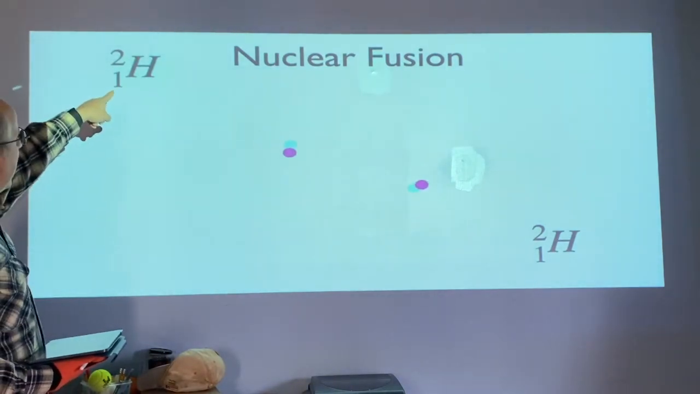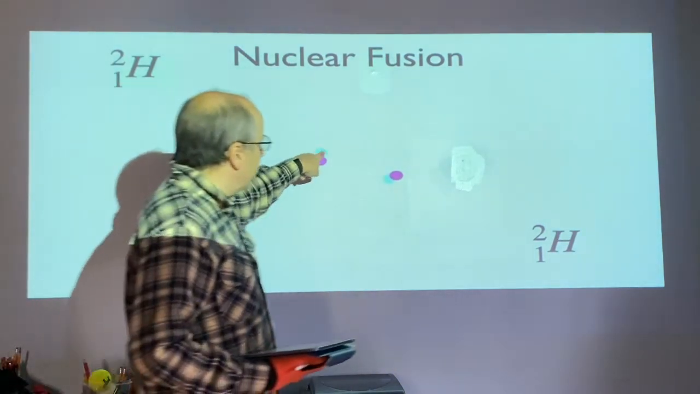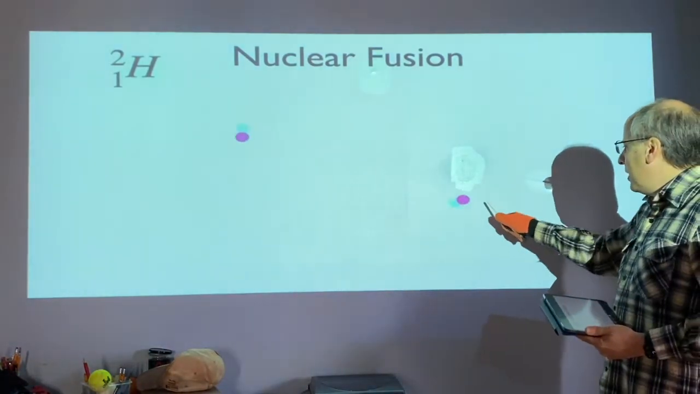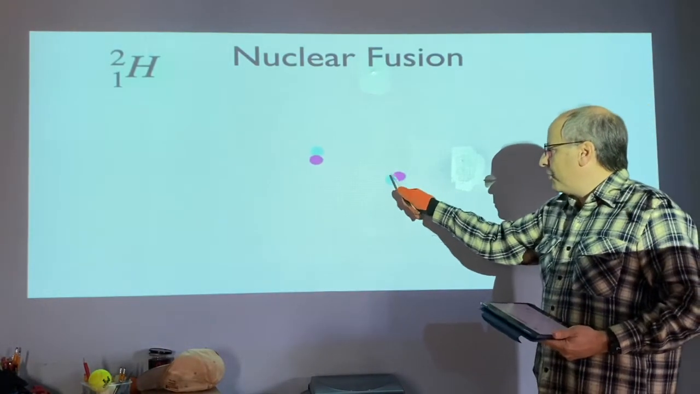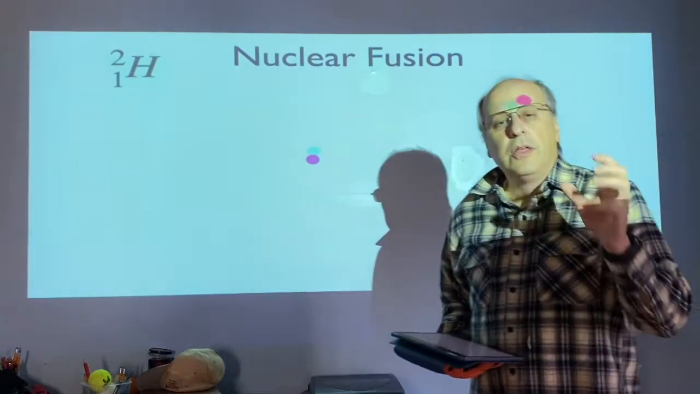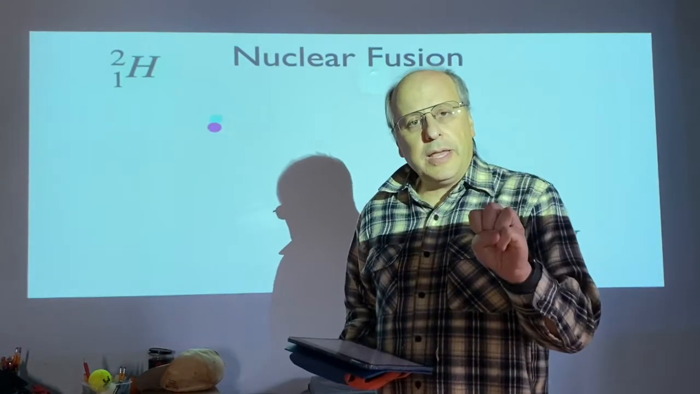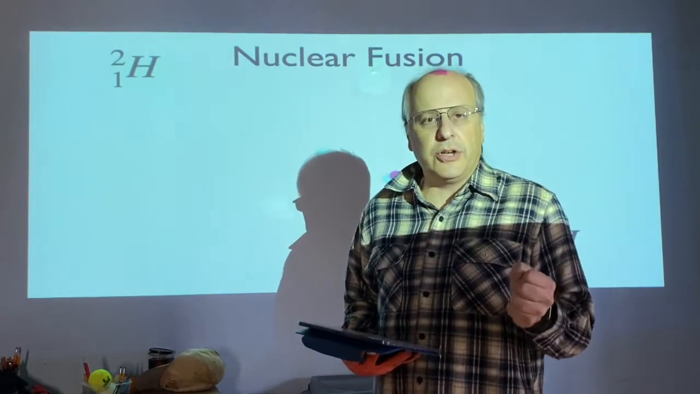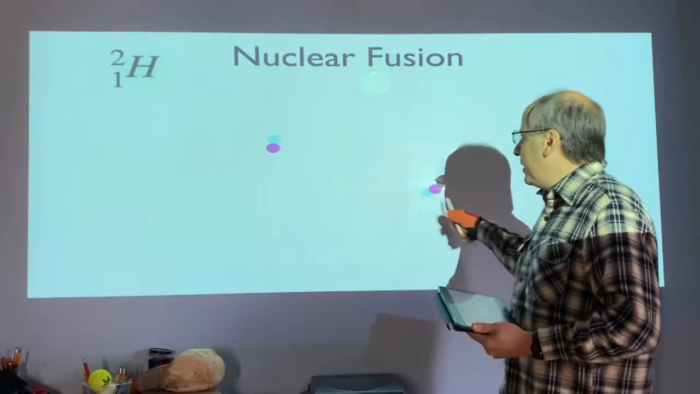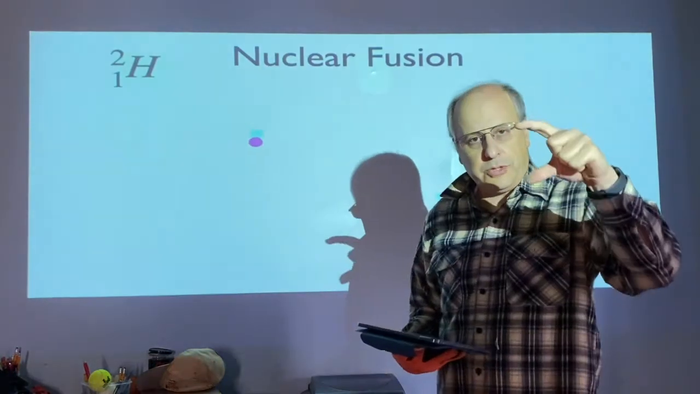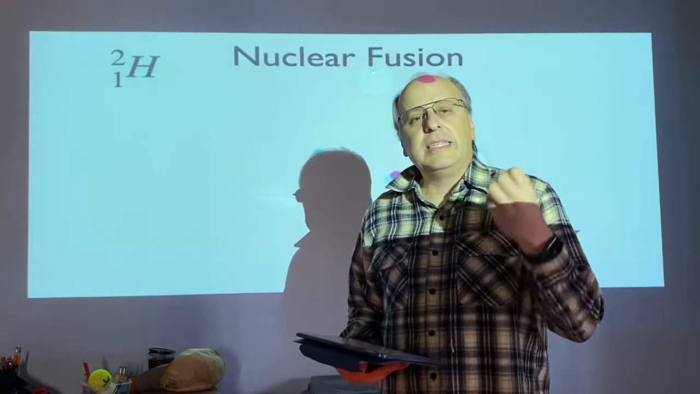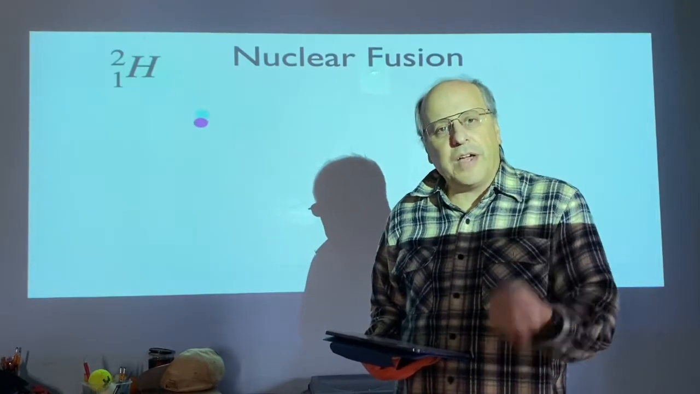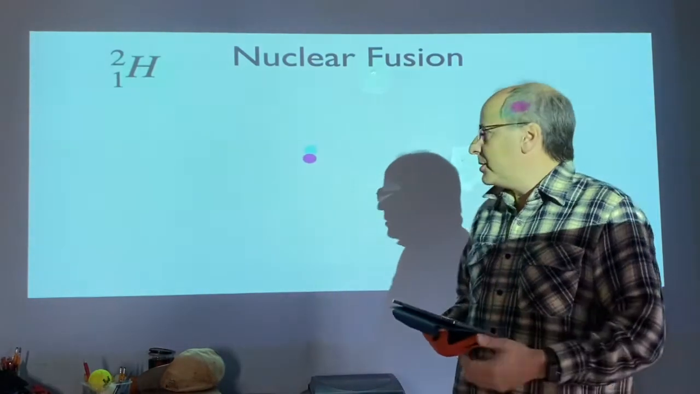Let's say we have hydrogen 2, a proton and a neutron, and we're trying to fuse it with another hydrogen 2, proton and neutron. The problem is nuclei are always positively charged, regardless of what the isotope is. So trying to bring two positively charged particles together is not going to be easy. They're going to be repelling each other with a very strong repulsive force.